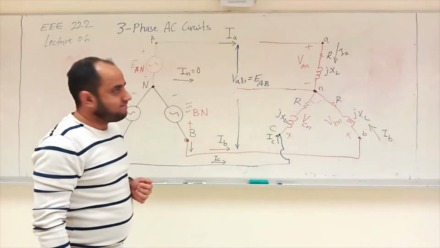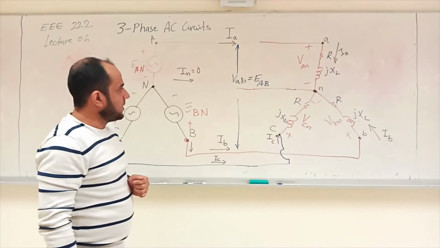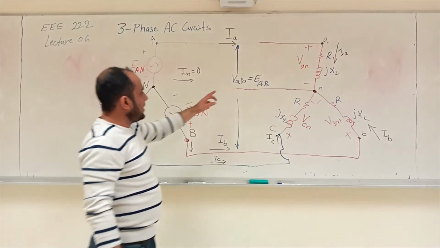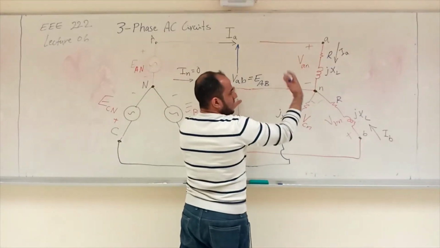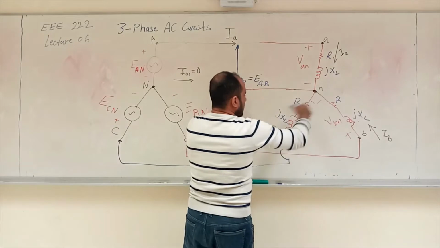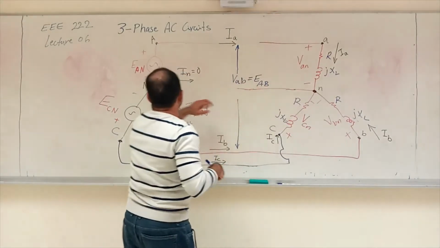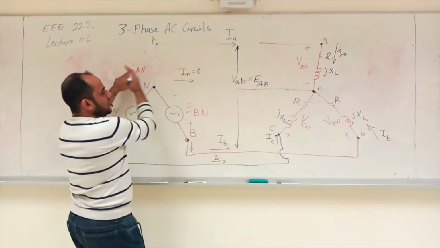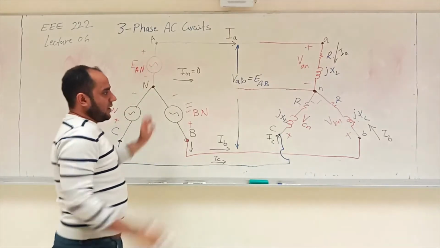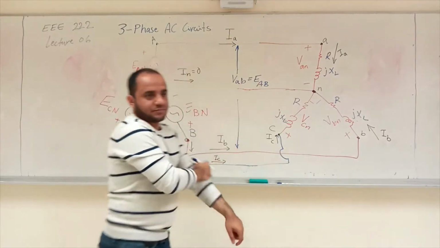Right? They are the same. Okay? So you can either call it VAB based on the load side, because the convention is to use V in the load side, or EAB because the convention is to use E in the source side. Right? In this circuit, they are the same.